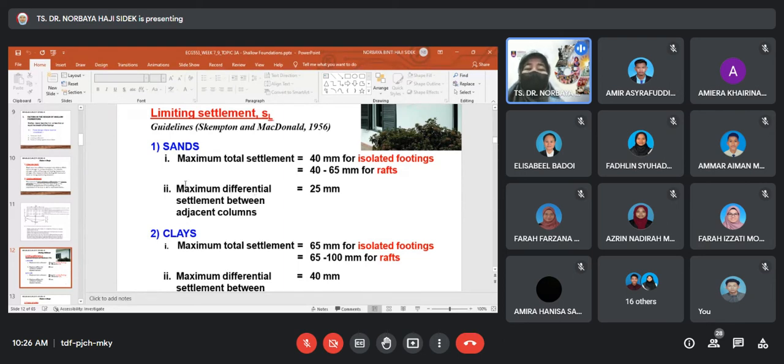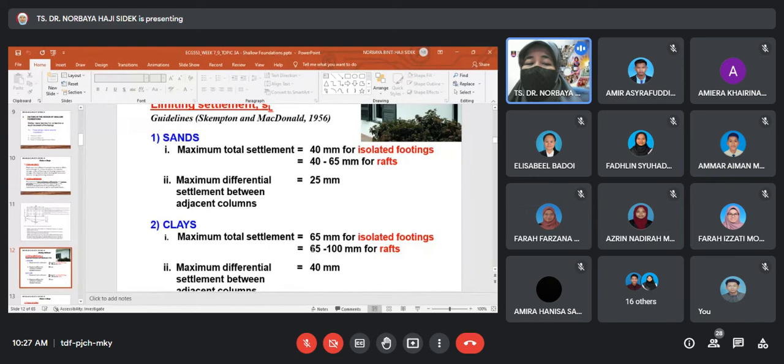Okay, so it means that for the sand, we need to design the maximum total settlement as 40 mm for the isolated footings, 40 to 65 mm for raft. Okay, if you still remember what I said to you in the previous chapter, for the settlement, we measure in mm. Mm is for millimeter. Even though in your calculation, if you get meter, you need to convert to mm, because for the settlement, we measure in mm. Okay, the maximum differential settlement that we allow is 25 mm for the sand.